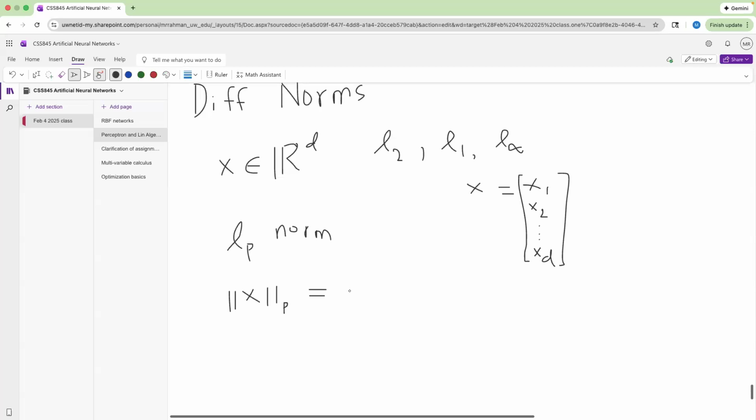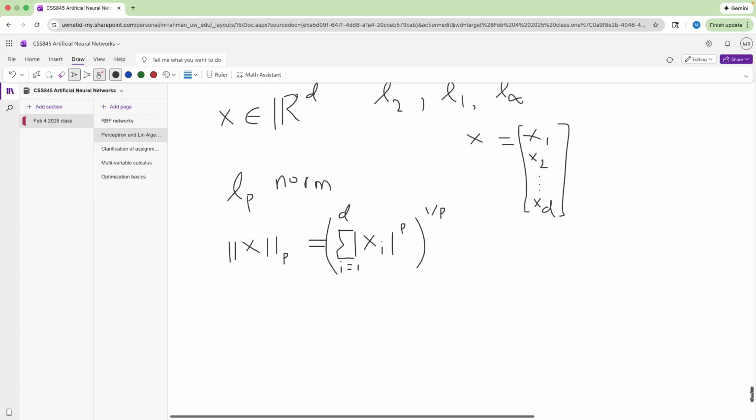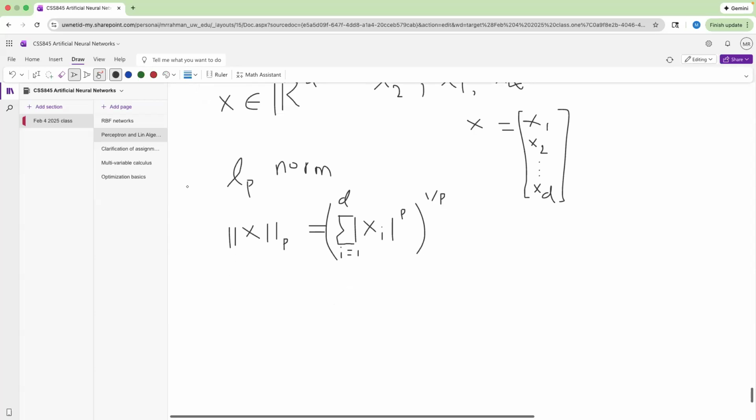So a P norm of X means that we take each entry Xi, take the pth power of it, and then we sum up from i equal to 1 to D, and then we take this whole thing to the power of 1 over P. Okay, so that's the definition of an LP norm. Let me just fix my summation symbol.